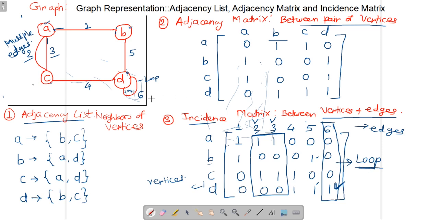Go to the figure and you will see that edge 6 is forming a loop at D. So where is the loop? At vertex D. If you join this line and this line, you can see the presence of a loop in the graph at vertex D, and the edge number is 6. So these are the differences between the adjacency list, adjacency matrix, and incidence matrix. Remember, the incidence matrix is used to identify multiple edges and loops in the graph. Hope you understood this topic. Thank you.